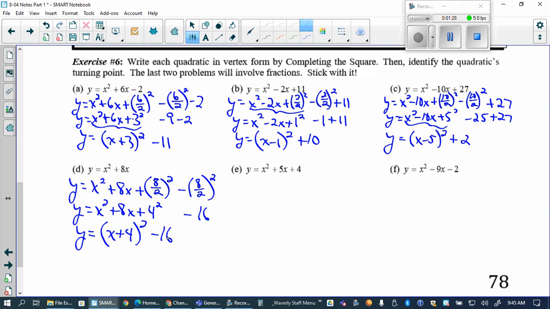All right. What about E? Is that going to bother anybody? First of all, is it a perfect square trinomial? Is 4 half of 5 squared? No. So we have to make it one. Everybody's looking at me. What are you going to add?